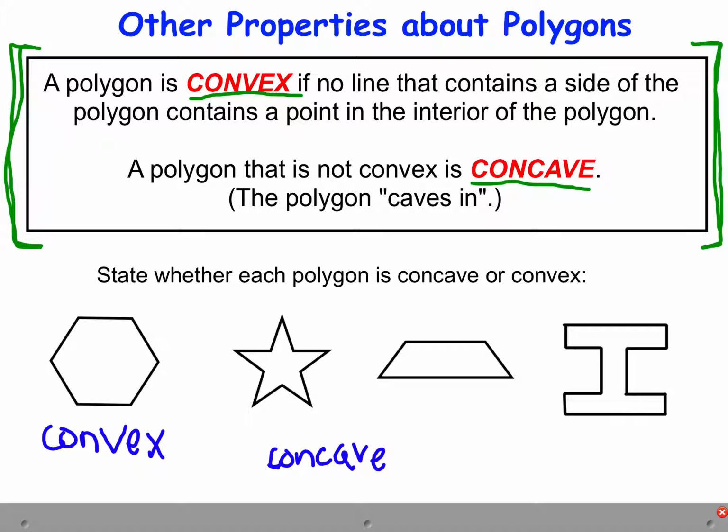Go ahead, pause the video, and try to do these two on your own and say whether those shapes are concave or convex.